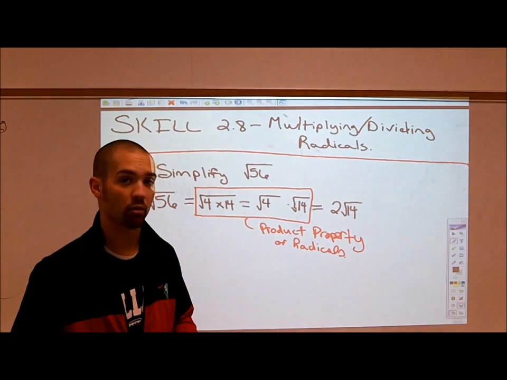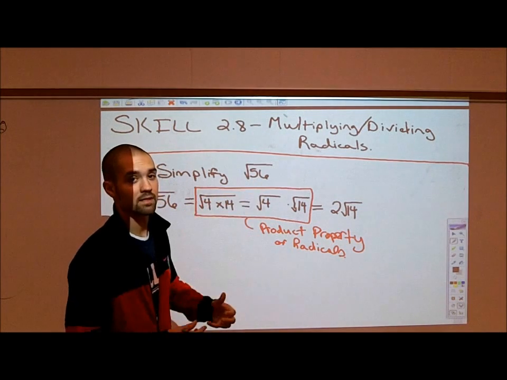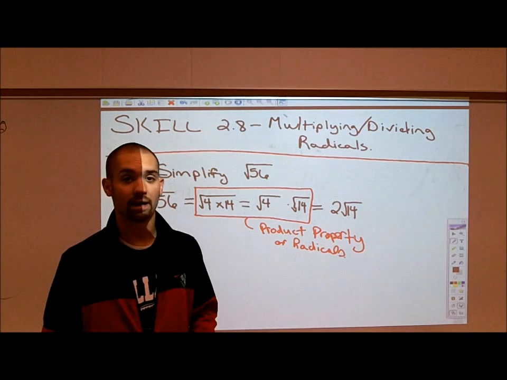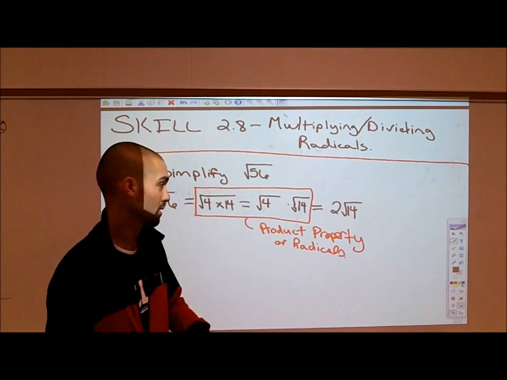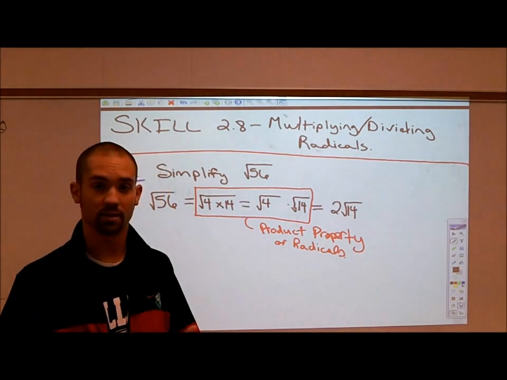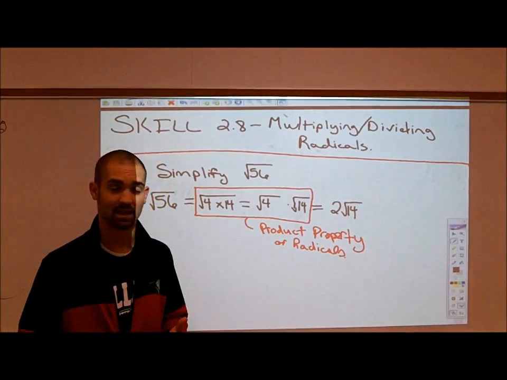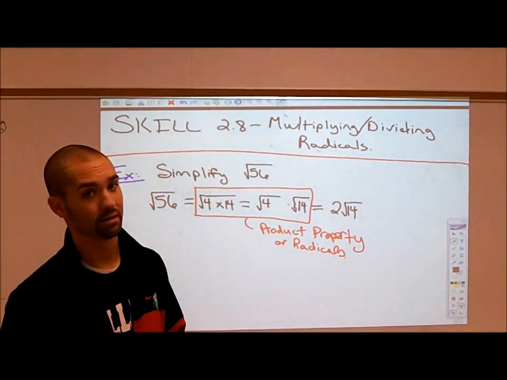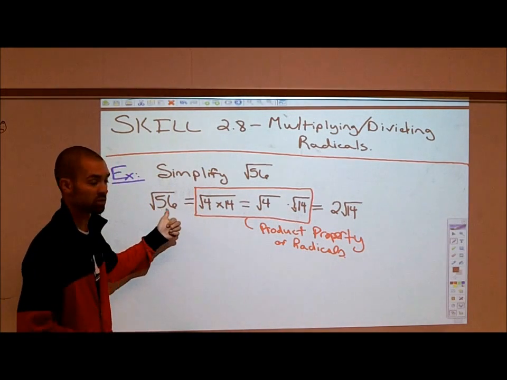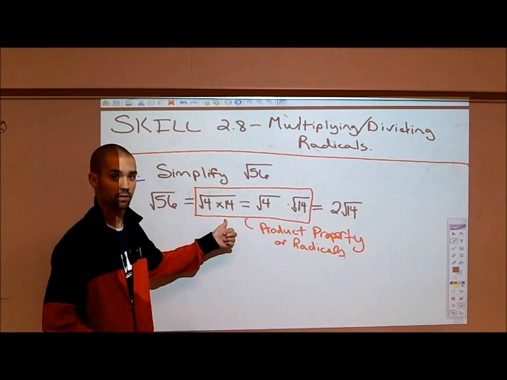So from that point, we want to know, is there a number that goes into 56 that is a perfect square? The way you go about that is you start with the largest one. The closest one to 56 would be 49. That doesn't go in. 36, no. 25, no. 16, no. 9, nope. 4, yes. We know the square root of 56 is equal to the square root of 4 times 14.